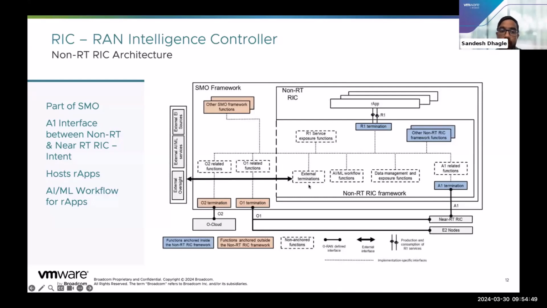Right. Okay. There's one more thing I missed to mention, which is that the non-real-time RIC is the one that would connect to any external data sources if needed, right? So if you need any external data source to be included in the RAN, which was not possible previously, it's only through the non-real-time RIC that it can be done.